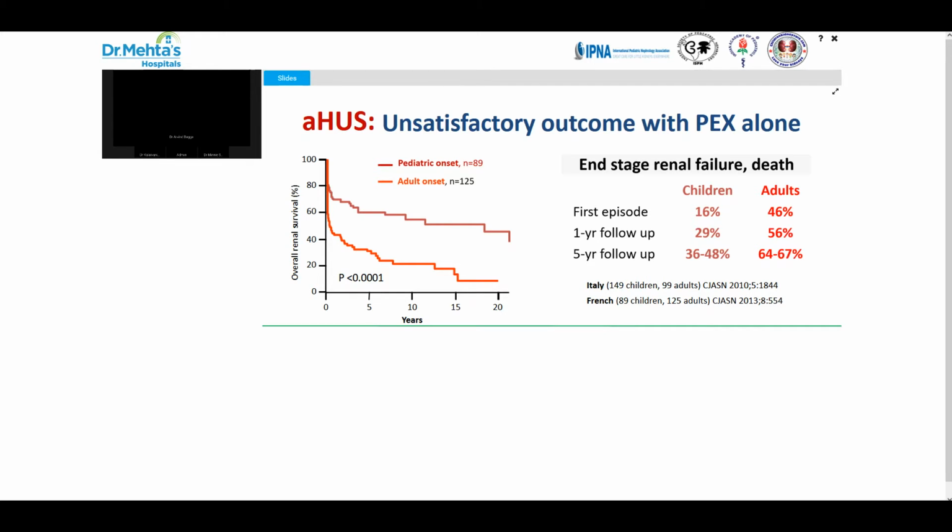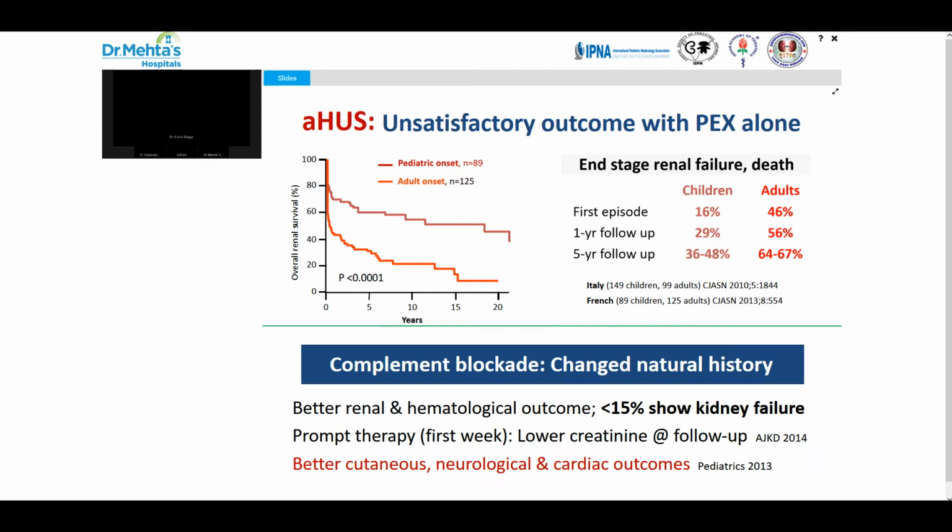And that's something that we need to be aware of: if you have atypical HUS, then PEX is what we have currently, but it's not the best form of therapy. What has changed the therapy has been the availability of complement blockade, typically terminal complement blockade using eculizumab and its other modifications. And clearly, the outcomes are far better when you are using eculizumab.